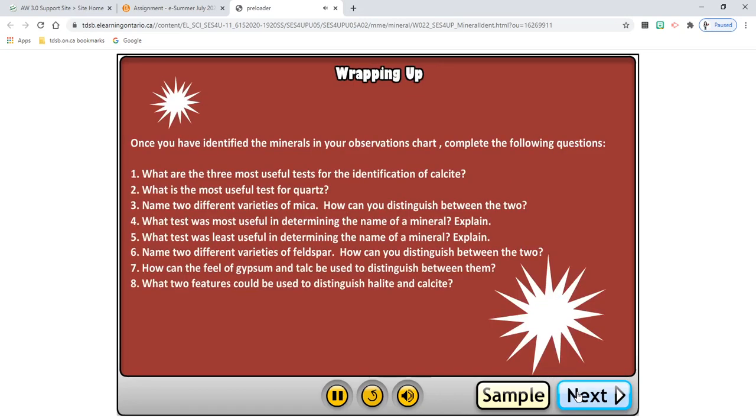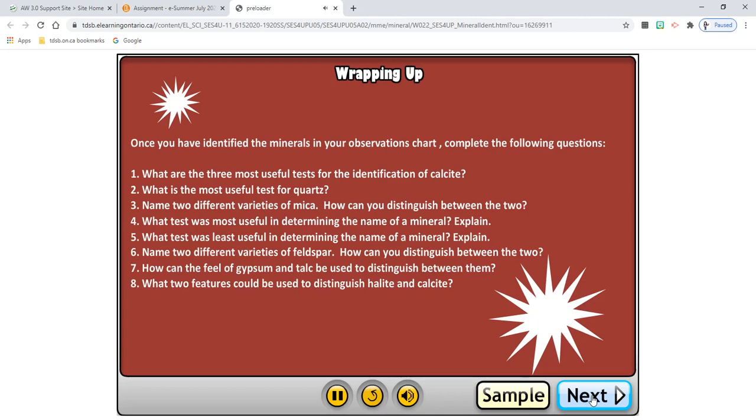Once you have identified the minerals in your observations chart, complete the following questions. What are the 3 most useful tests for the identification of calcite? What is the most useful test for quartz? Name 2 different varieties of mica. How can you distinguish between the two? What test was most useful in determining the name of a mineral? Explain. What test was least useful in determining the name of a mineral?